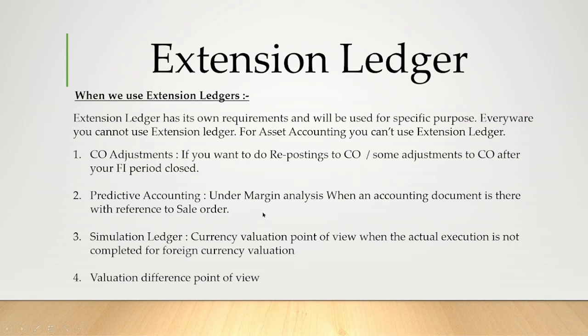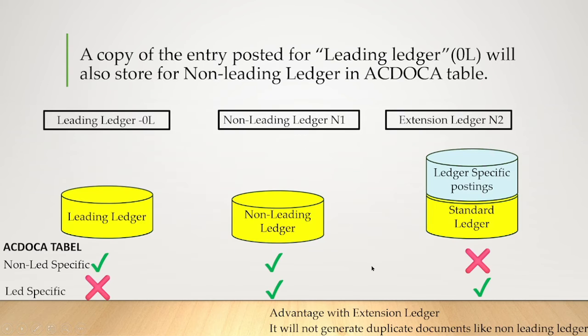Predictive accounting. Under margin analysis, when an accounting document is there with reference to a sales order, where you will report that accounting document, here you will use an extension ledger. Simulation ledger: from a currency valuation point of view, when the actual execution is not completed for currency valuation, then from a valuation difference point of view, for these circumstances we will use an extension ledger, but we will not use extension ledgers in all cases.